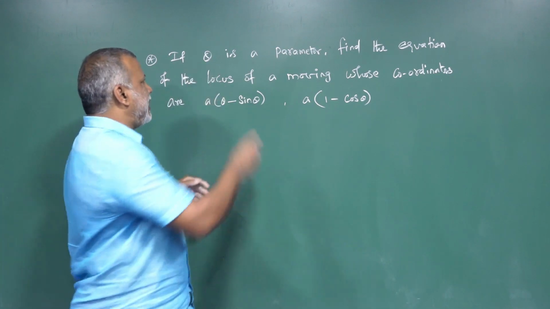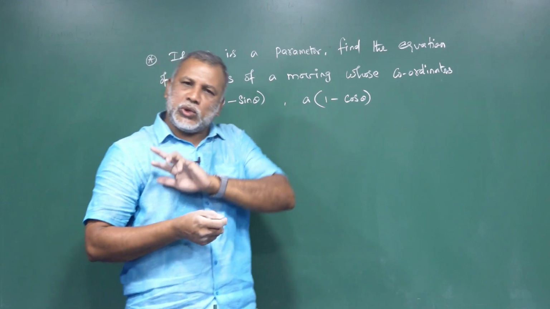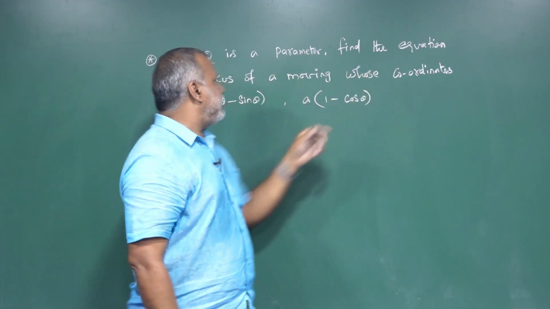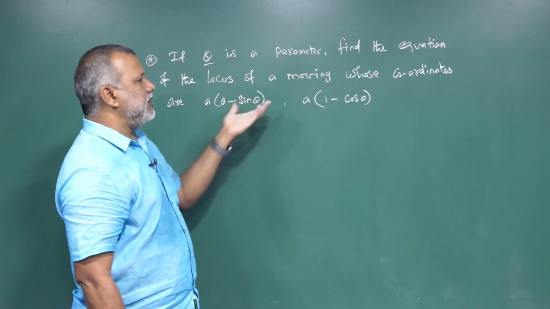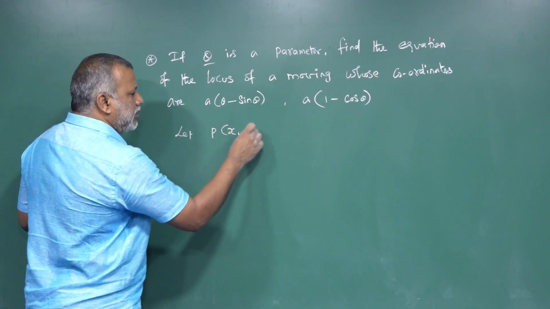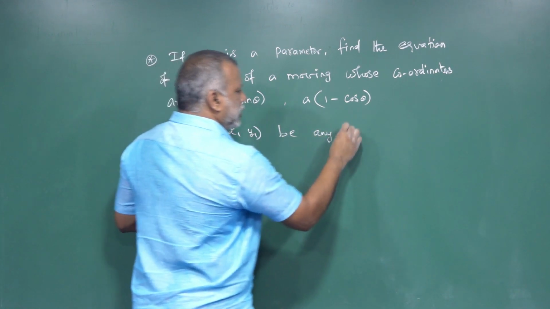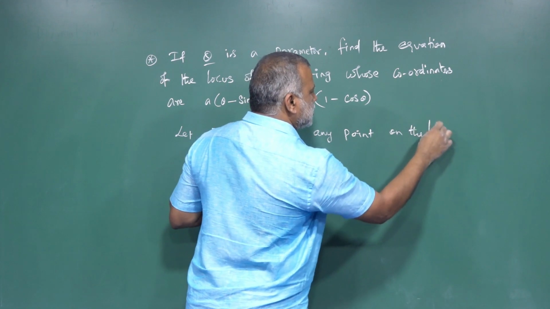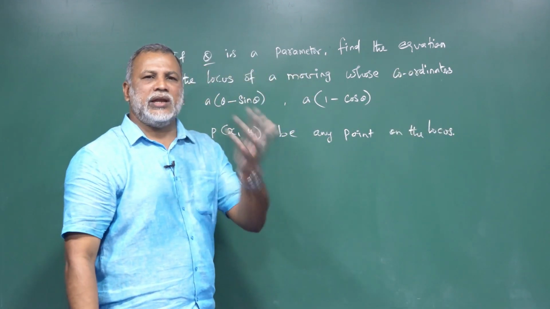If theta is the parameter, we already discussed it. Theta is a parameter, we have to eliminate the theta. If theta is the parameter, find the equation of the locus of a moving point whose coordinates are given. So I am considering, let P of x1, y1 be any point on the locus.